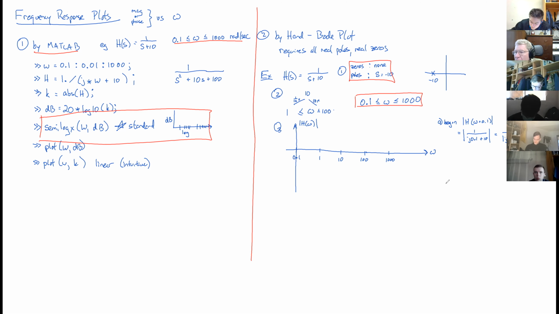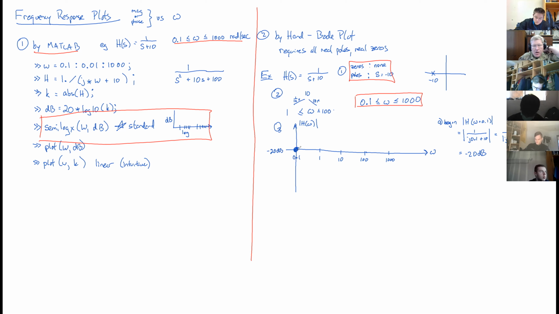And so, Jonathan, what is that corresponding gain in decibels for 1/10? -20. Exactly. So we're going to start off here at -20 dB. So that's our first point.